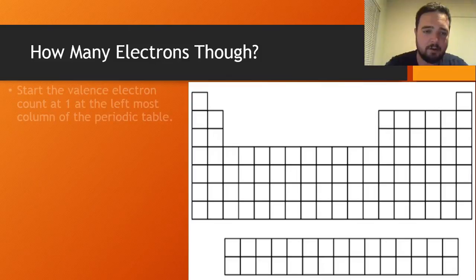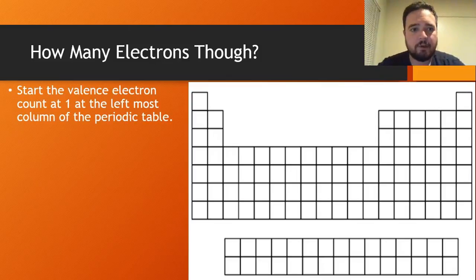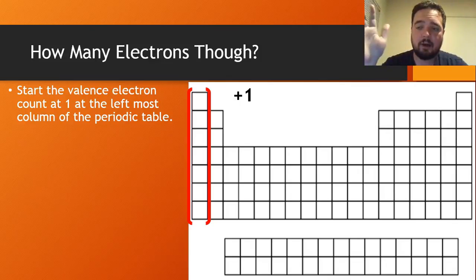So this is kind of a blank periodic table. So what we do is that we start with a valence electron count at 1 on the very far left of the periodic table. So in this column, the alkali metals, they have a valence electron of 1 in their outermost shell. What they're more likely to do is that they're more likely to lose 1 electron to form a positive 1 charge.